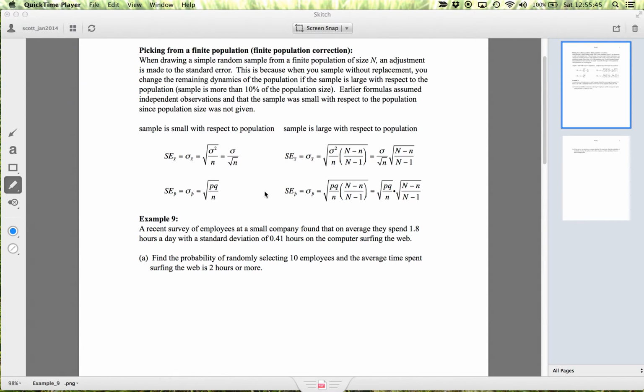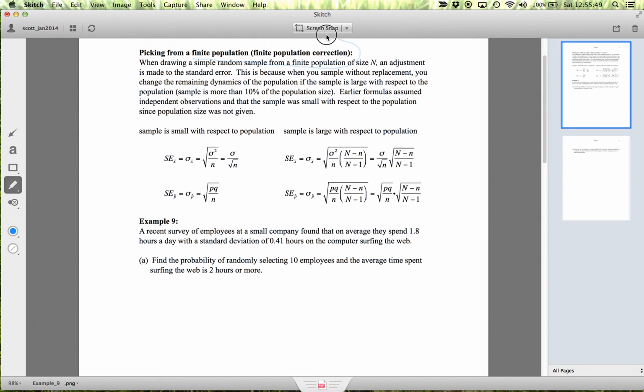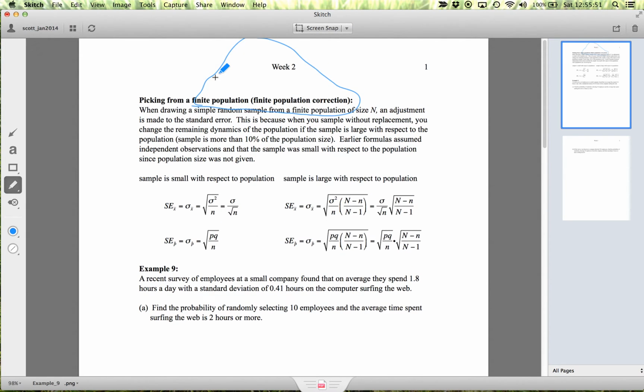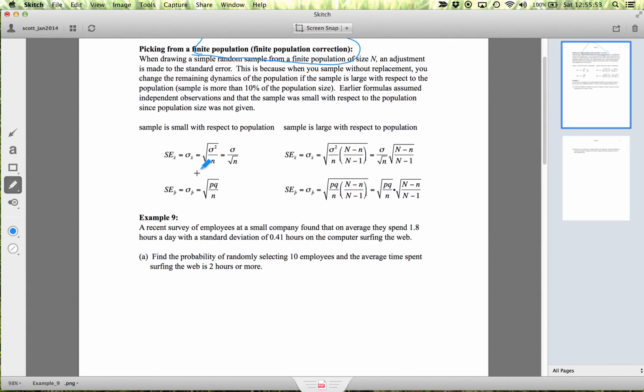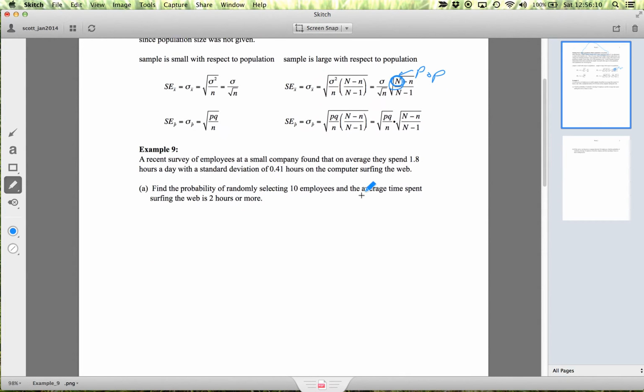In example 9, I want to talk about this finite population correction factor. This is the idea that when you know how large the population is, the group that you're trying to sample from, the size of the population is known as large N. Then what we have to do is make a correction to our standard error. So let's see how this works with example 9.